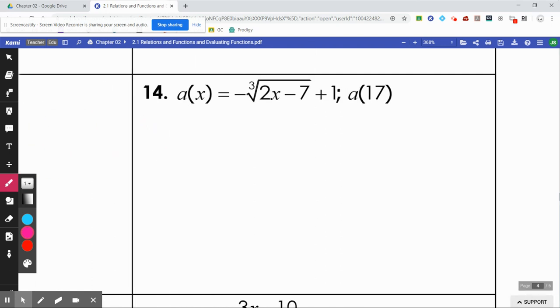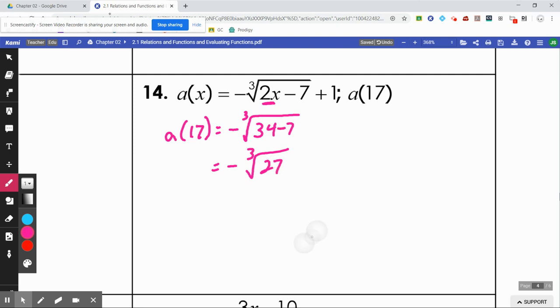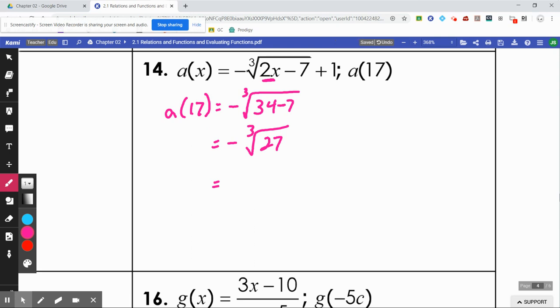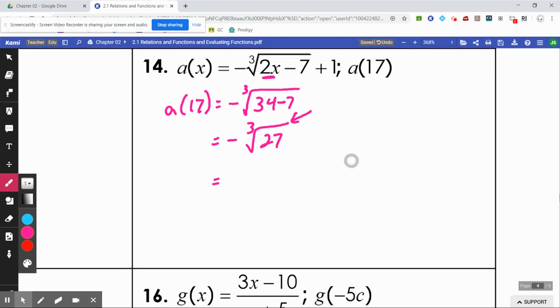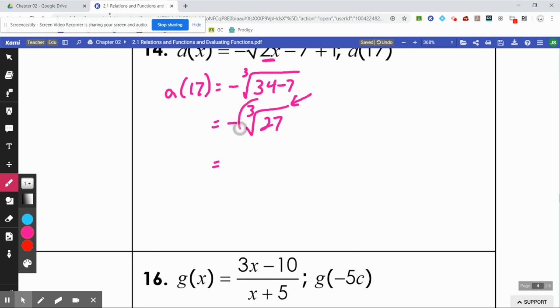Number 14, a of 17 means to plug in 17 for your x value. That'd be the negative of the cube root of, we can go ahead and multiply that, it'd be 34 minus 7, which is the negative cube root of 27. That's a minus there. Where does this fall in order of operations? Please excuse my dear Aunt Sally. A radical is actually also an exponent, so this is going to fall in our second step. You have to do the radical before you take the negative. So the negative stays, and the cube root of 27 is 3. So your answer, -3. Input, output.